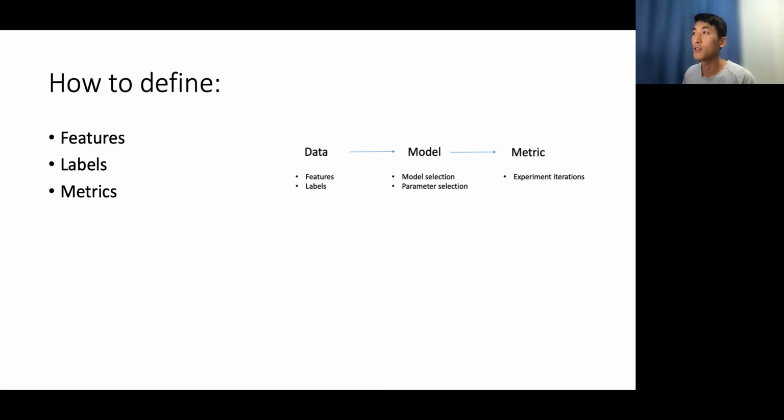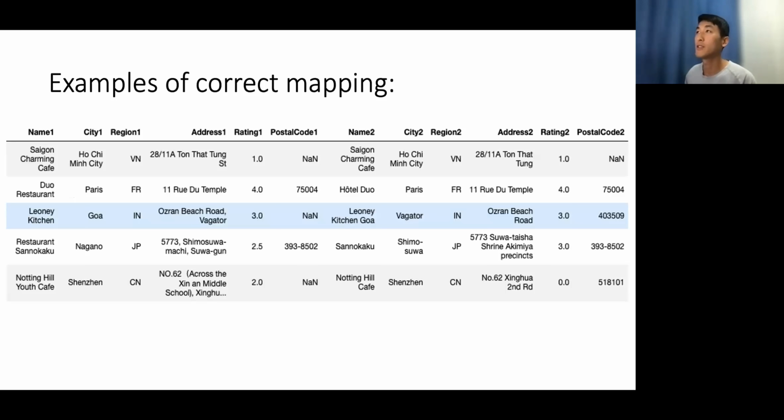Now the problem for the model is that you have seen some matching examples. You want to predict whether or not 2 rows are the same or not, right? So my metric now is going to be for a classification problem. So I want accuracy to be higher. Okay, so let's take a quick look at some correct mapping examples.